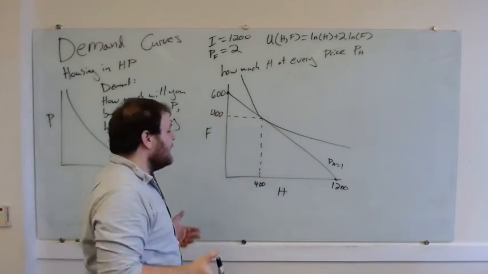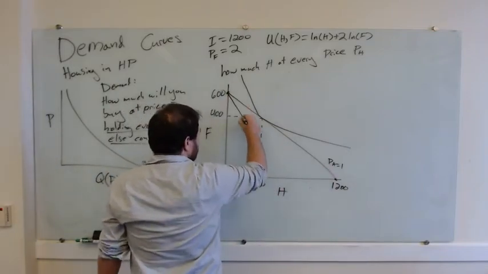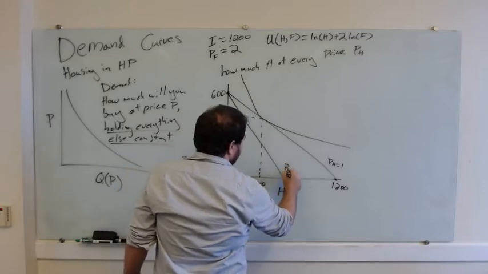And then we could say, okay, well, that's what you would do if the price of housing was 1. How about if the price of housing was 2?